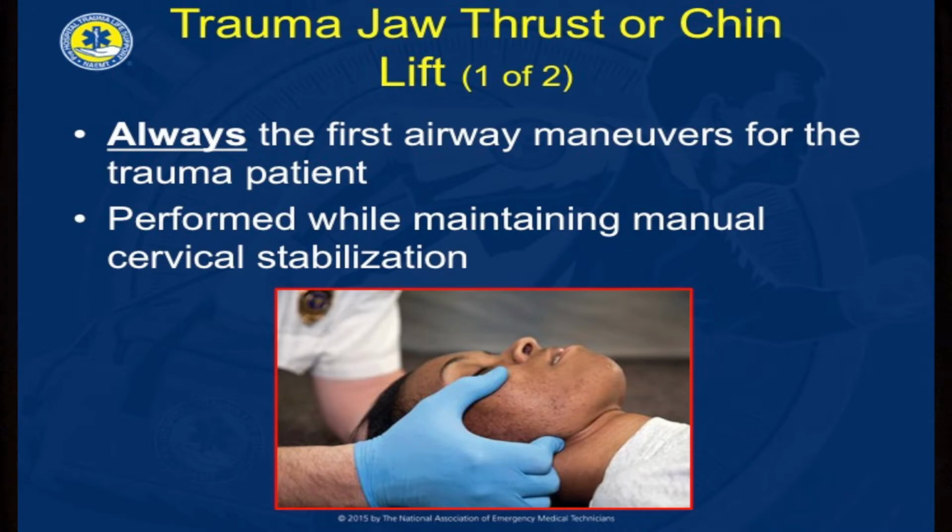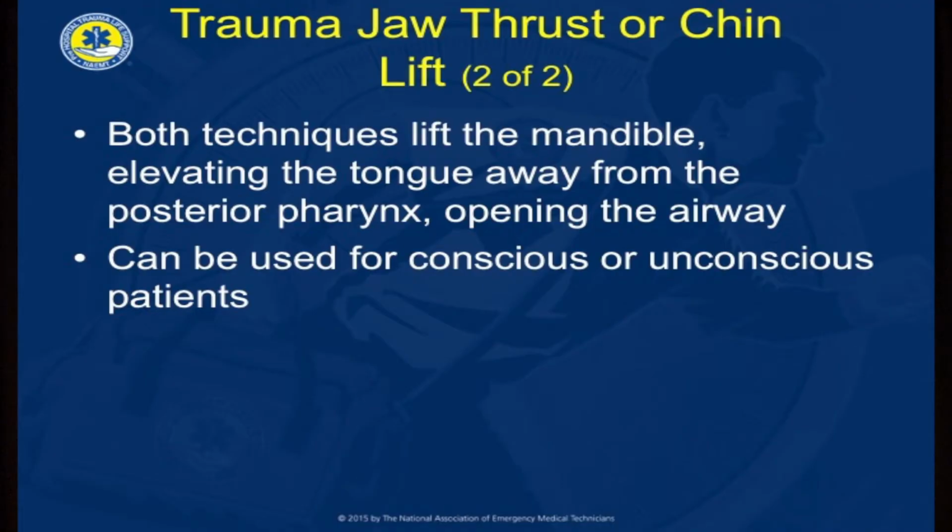You're going to maintain cervical spinal immobilization while opening the airway at the same time, keeping your elbows up on the same surface if possible, underneath the chin, and lift. It will lift the tongue or the mandible. It will get the tongue away from the posterior part of the throat. It helps to open up the airway for conscious or unconscious patients. Don't assume that because their eyes are open, they're looking at you and talking to you, that they're able to maintain their airway appropriately. They still may need help.